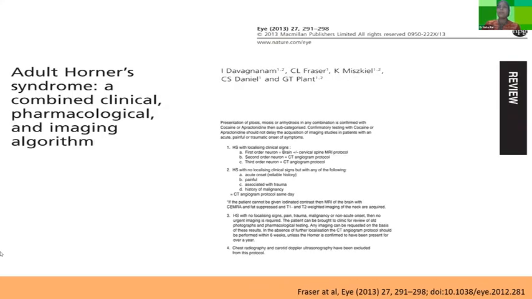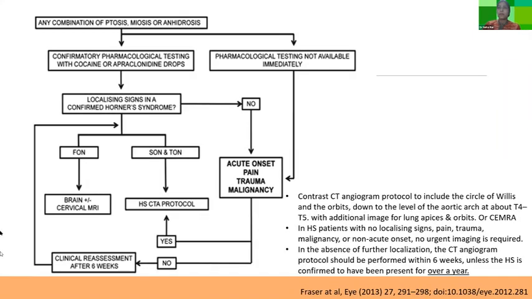So this was a very important and very nice algorithm, published in 2013. They found that whenever we suspect a first order Horner syndrome, a brain MRI with or without cervical screening should be done. But when we suspect a second or third order Horner syndrome, the imaging should be accompanied by a Horner's syndrome CT angio protocol.